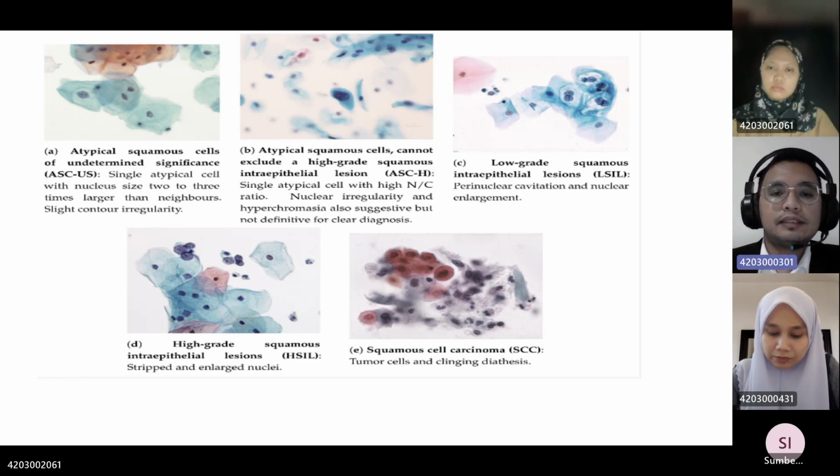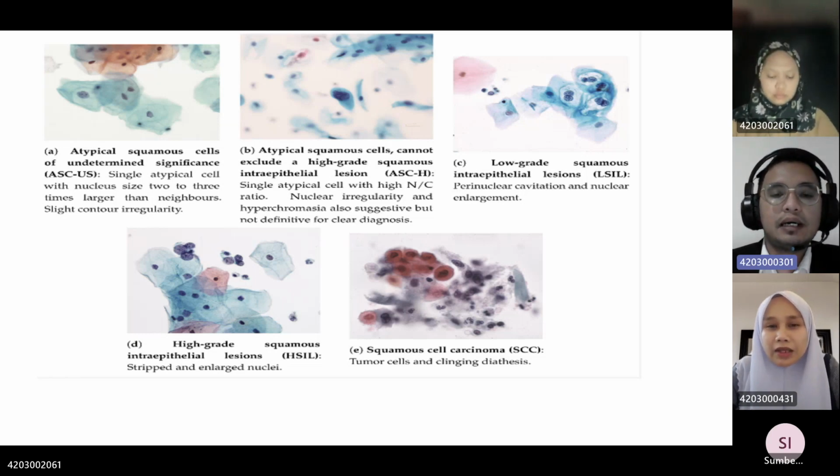So for the third category, which is LSIL, LSIL indicates the presence of mild cellular change in the squamous cells of the cervix. It is often associated with HPV infections. LSIL is considered a precancerous condition, but it generally has a lower risk of progressing to cervical cancer compared to HSIL.